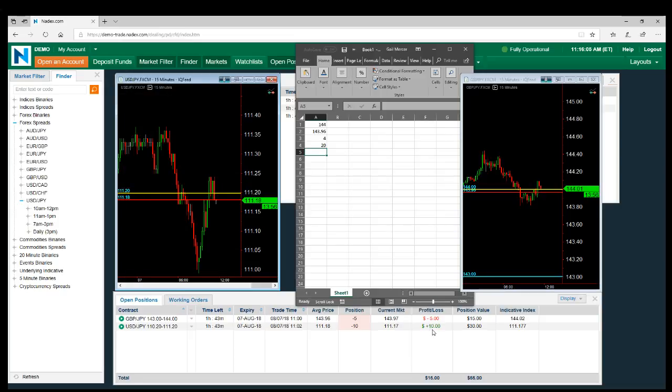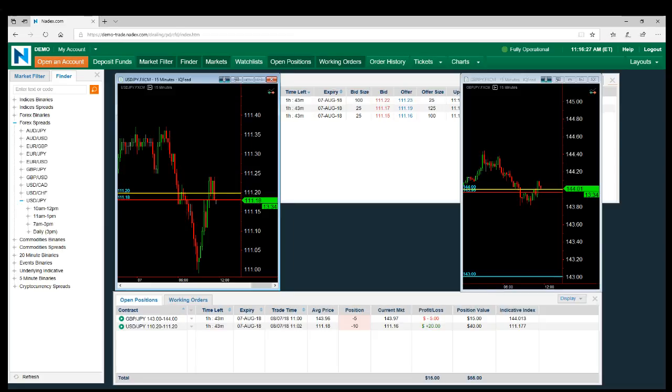Over on the USD JPY, I have $2 of risk because it's 111.20 minus 111.18. I have 10 contracts. 2 times 10 is 20. Now, please do not misunderstand. I don't know whether this market is going to go down or not. The only thing that I really wanted to show is that when you're going short, you need to short the ceiling, and this is what's going to limit your risk.